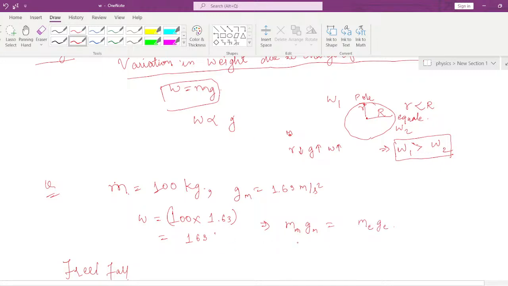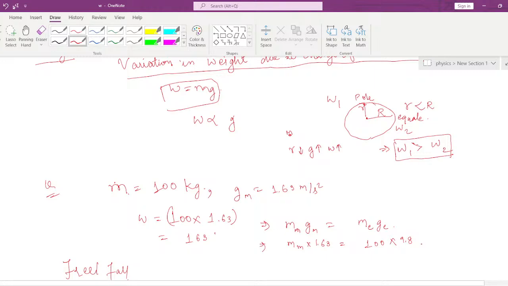So it is unknown, it is an unknown quantity. The acceleration due to the gravity of the moon is given as 1.63 meter per second square, the mass on earth that he can lift is 100 kg, and the acceleration due to gravity on earth is 9.8.